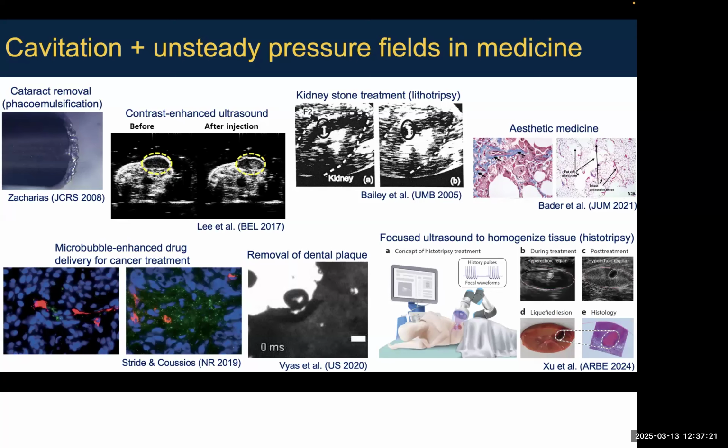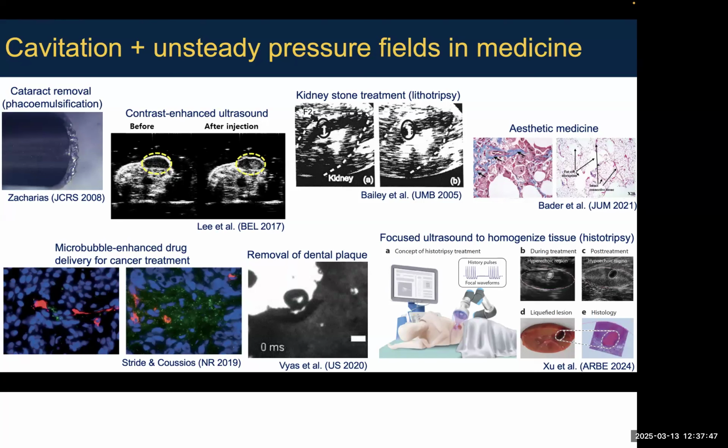microbubble enhanced drug delivery or contrast enhanced ultrasound, removal of dental plaque, kidney stone treatment, so shockwave lithotripsy. Aesthetic medicine, I think, is a term that people use for removal of large portions of, I don't know if fat is a tissue. Is fat a tissue? But large volumes in a body. Focused ultrasound to homogenize tissue.